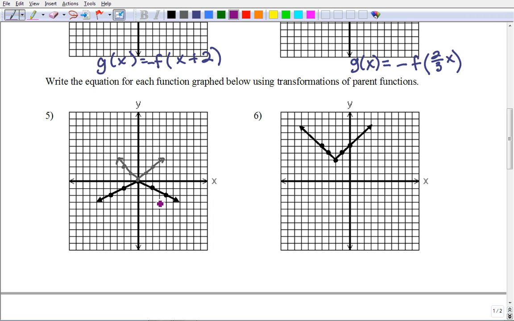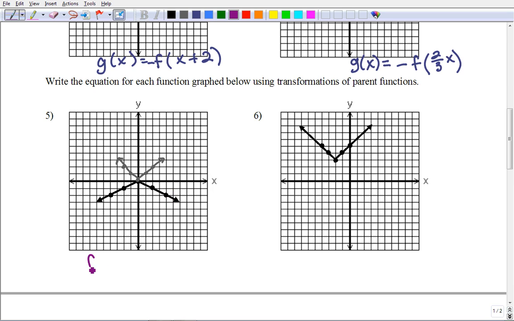So I can clearly see it's reflected over the x-axis, so that means we're going to have a negative sitting in the front. But the x values, if I'm going from this point of 1, 1, its related point is right here. And that x value is twice as far away. So this was at 1, this one is at 2. This one was at 2, and this one is at 4. So my x values are being multiplied by 2.